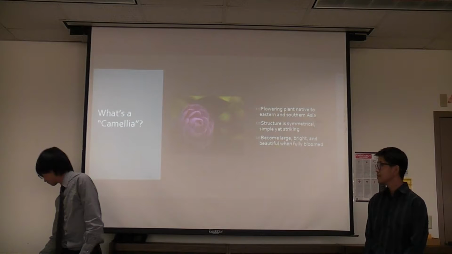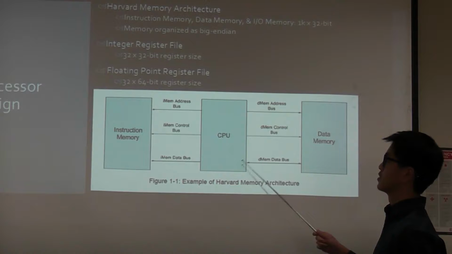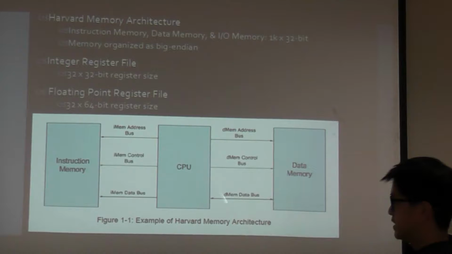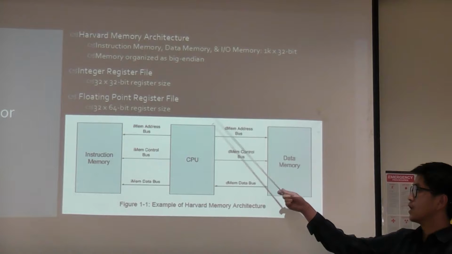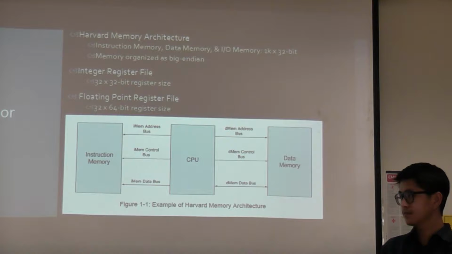All right. So, like all the other processors here, it's designed on the Harvard memory architecture, meaning that it has two separate memories for separating the instruction memory and the data memory. The data is organized as big endian, meaning the first bit is the most significant.